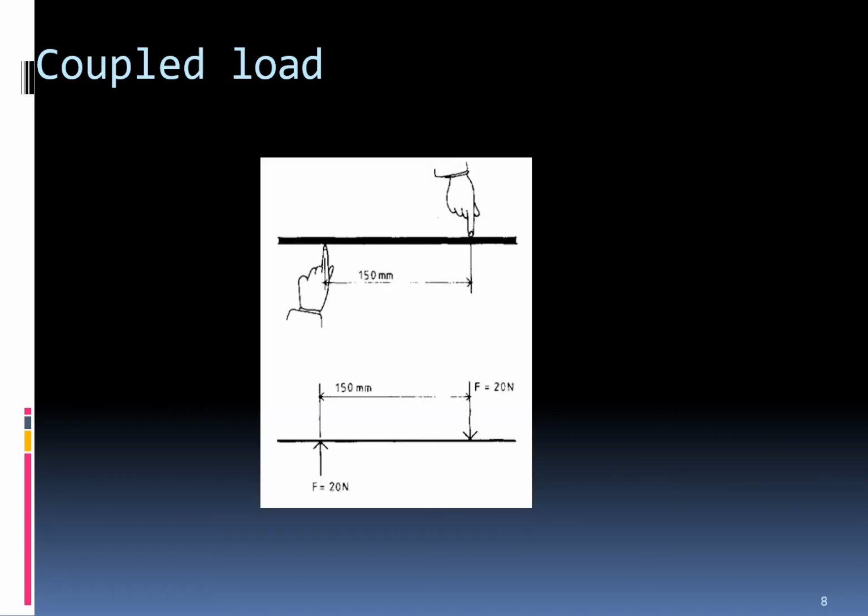Couple load. Couple load is that in which equal and opposite forces are acting on the same span at some distance. The lines of action of both the forces are parallel to each other but opposite in direction. As you can see in the figure, we have two forces acting on a beam at a distance of 150 mm which are parallel to each other but opposite in direction. So this type of loading constitutes a couple. That's why it is called as couple load.